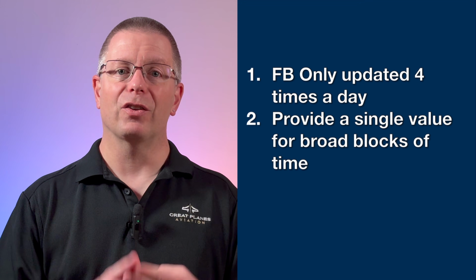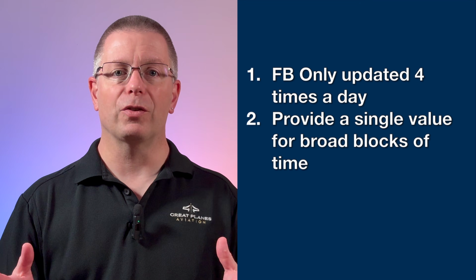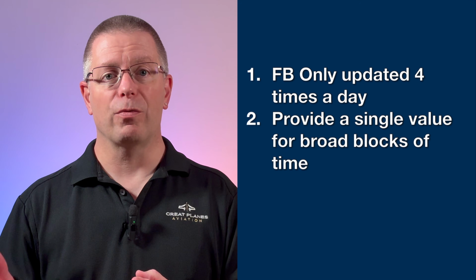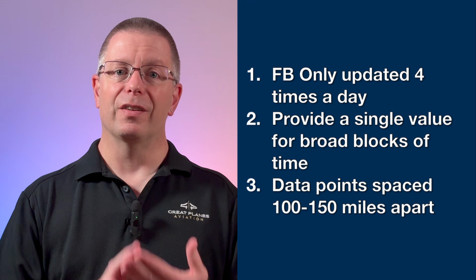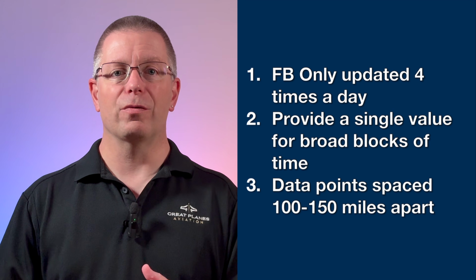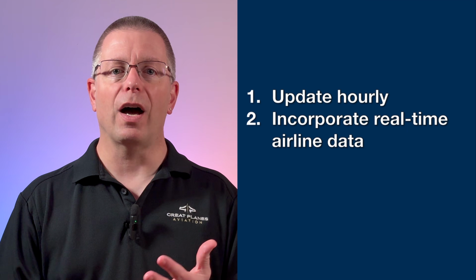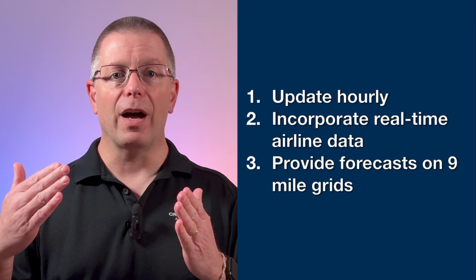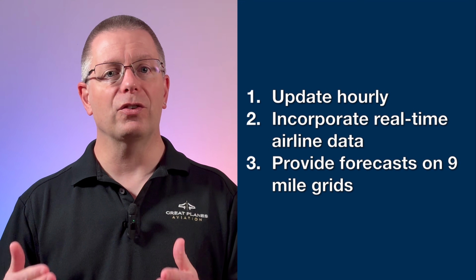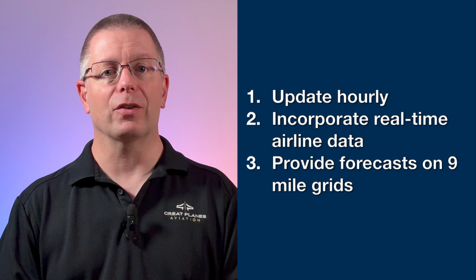Second, they provide a single value for broad blocks of time rather than an hour-by-hour forecast. Third, the data points are spaced 100 to 150 miles apart. Meanwhile, modern tools like the rapid refresh model used in the graphical winds and temperatures aloft, they update hourly. They incorporate real-time airline data, and they provide wind forecasts on grids spaced as close as 9 miles apart.